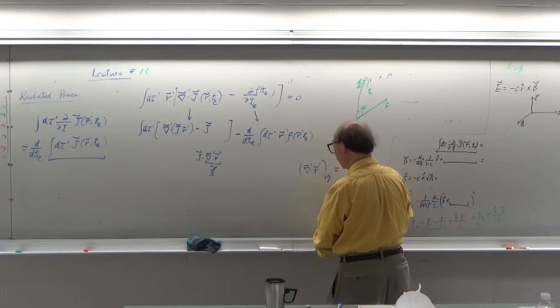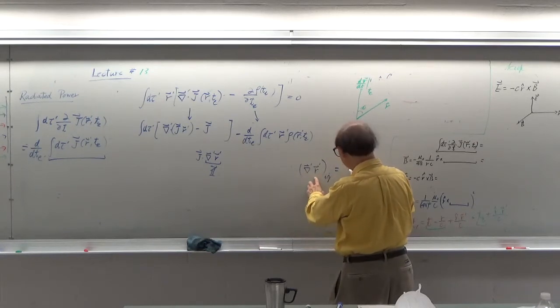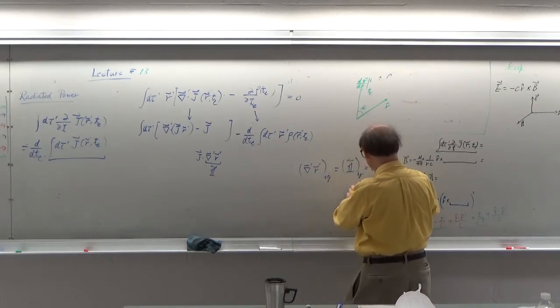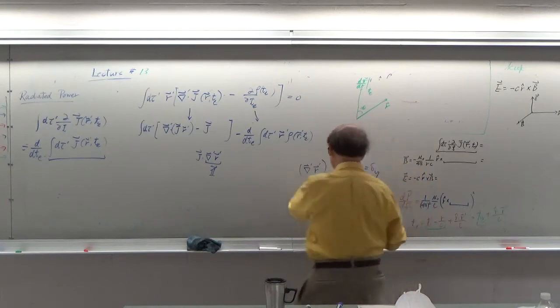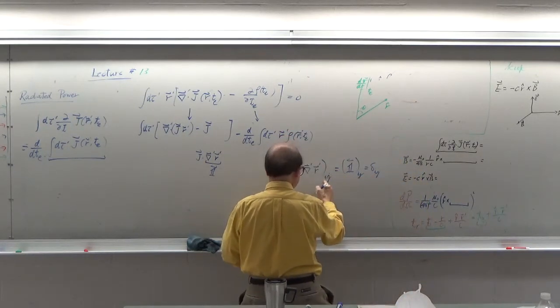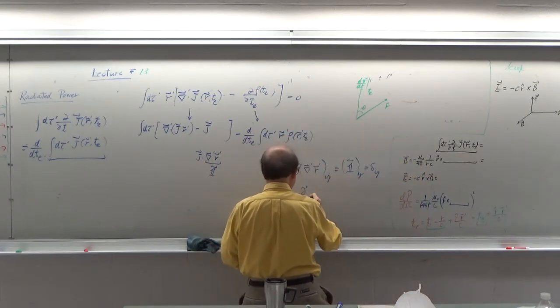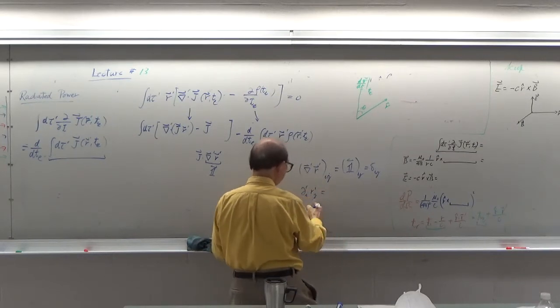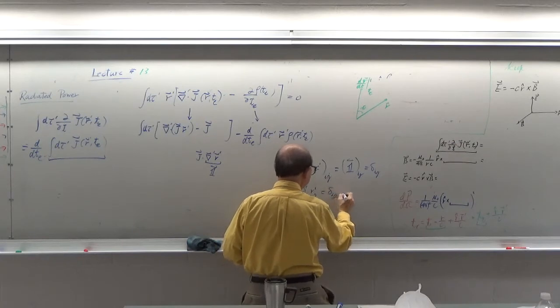What's that? I claim that that is nothing but the unit dyadic ith component, which is nothing but the Kronecker delta function. This is nothing but del prime i R prime j. This, as we know, is nothing but delta ij, so it's consistent.